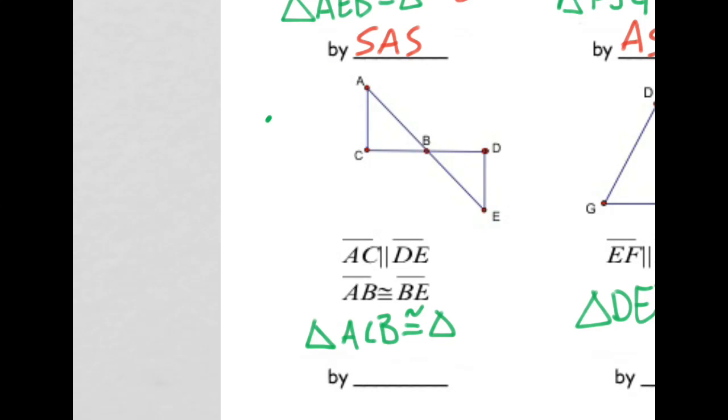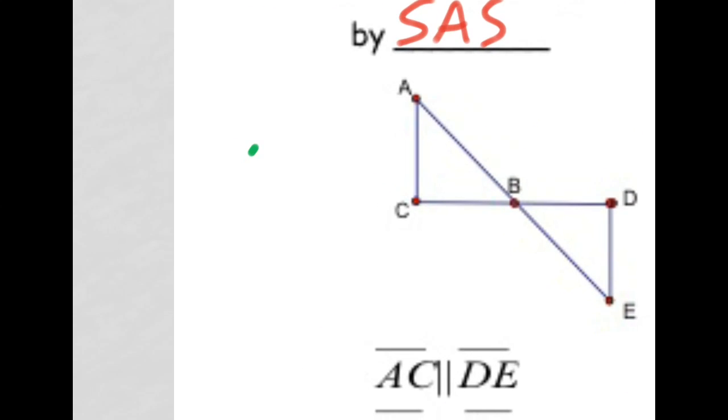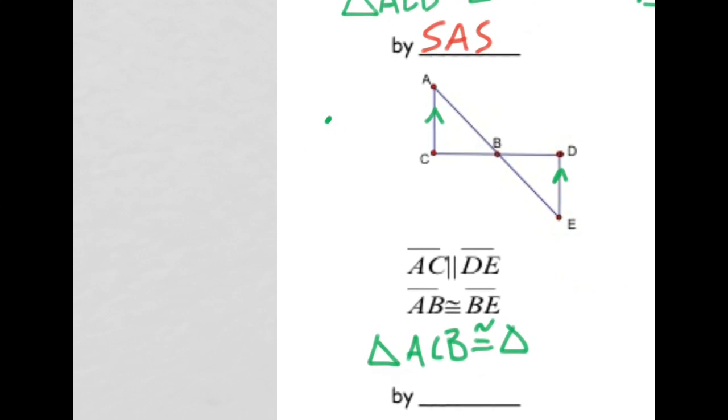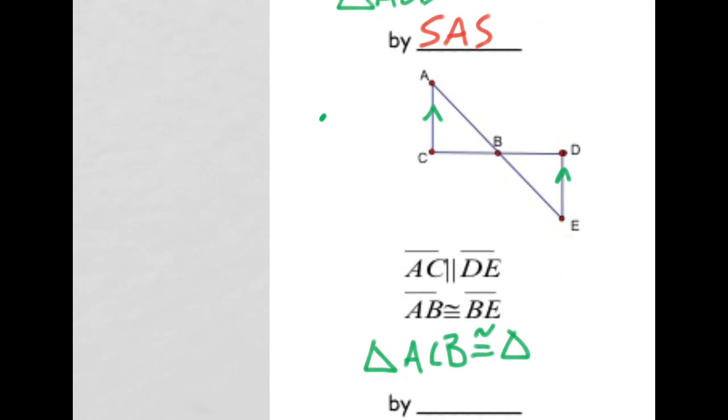Problem number 1, part 4. We are told that AC is parallel to DE. Remember how we mark parallel. Line segment AC is parallel to line segment DE. We also know that line segment AB is congruent to line segment BE.